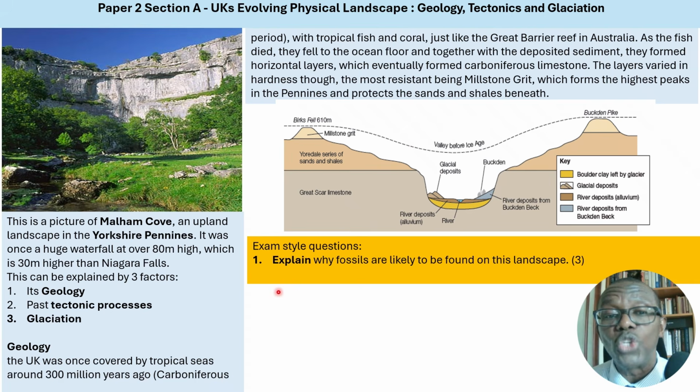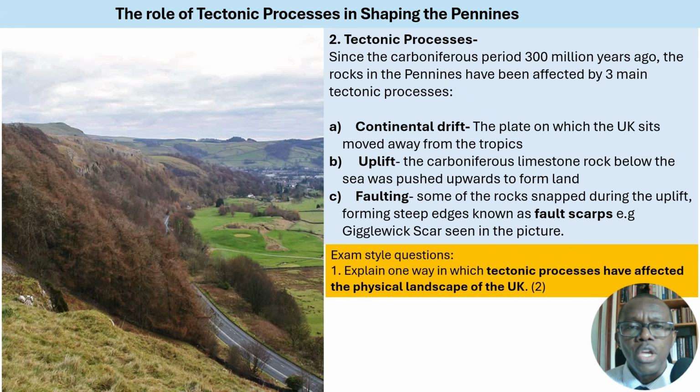Now, let's move on then to see how the UK ended up being above those tropical ocean waters. So what role did tectonic processes have in shaping the landscape of the UK? Now, since the Carboniferous period, which we said was around 300 million years ago, the rocks in the Pennines have been affected by three main tectonic processes. And one of them, obviously, is continental drift. The plate on which the UK sits moved away from the tropics.